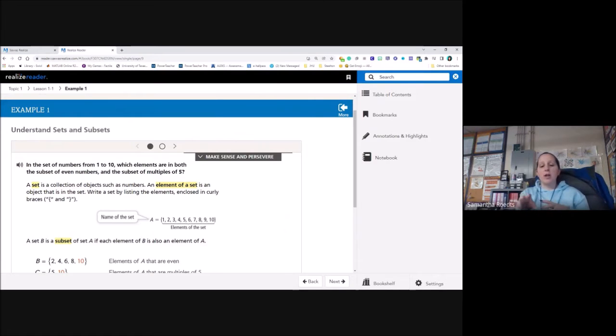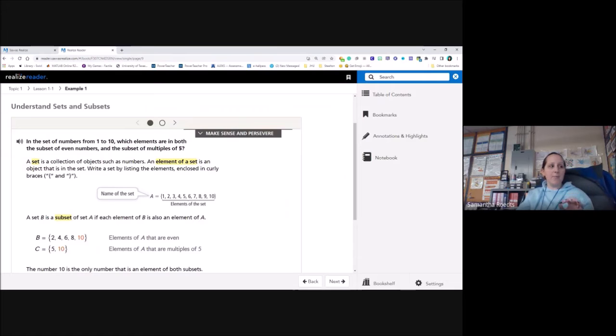So in this case, we're talking about the set of numbers from 1 through 10. So that's 1, 2, 3, 4, 5, 6, 7, 8, 9, 10. Okay. We can let B be a subset of set A. So if each element of B is also an element in A, then it's considered a subset. So in this case, our B, we said were even numbers. So in between 1 and 10, our even numbers are 2, 4, 6, 8, and 10. Okay, so those are elements of A that are even. And so that would now be a subset of A, which is now B.